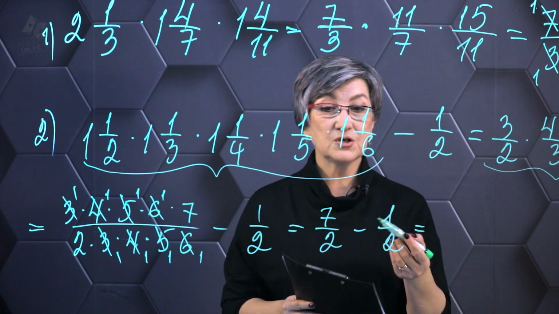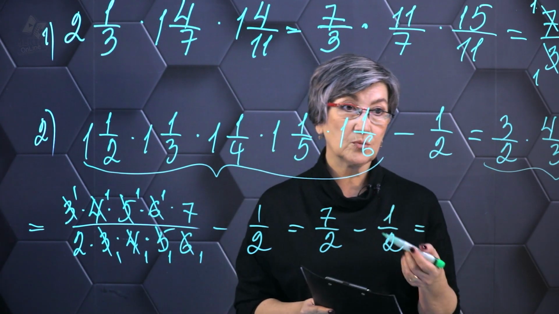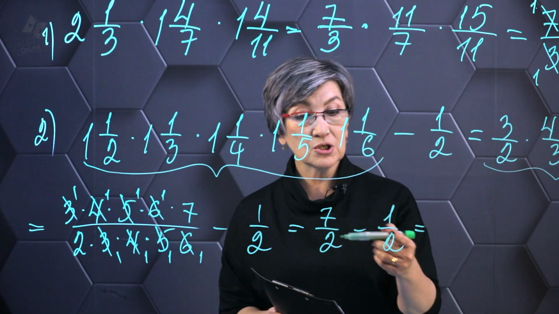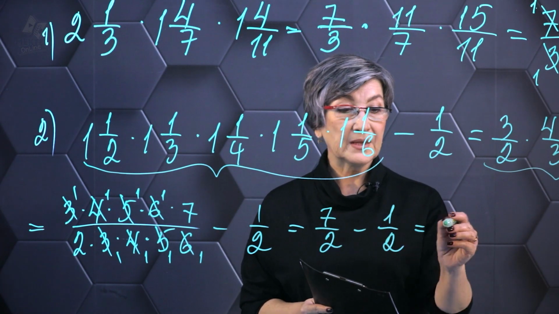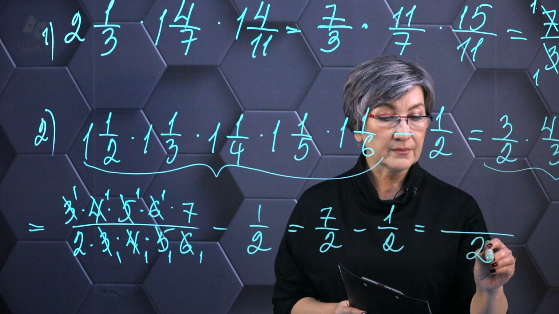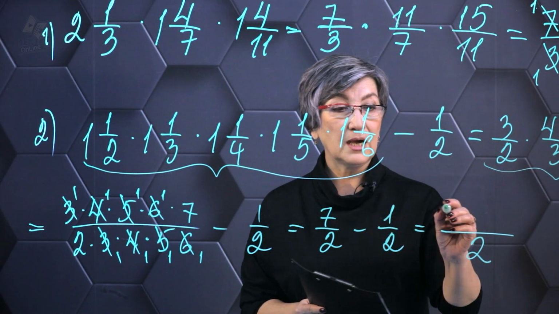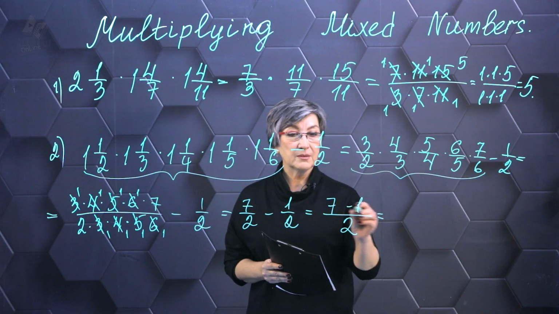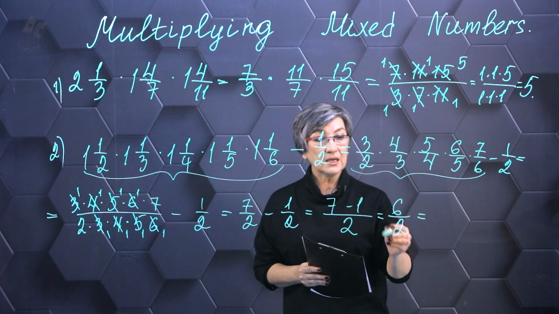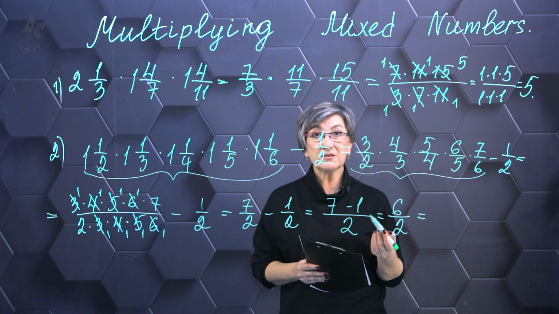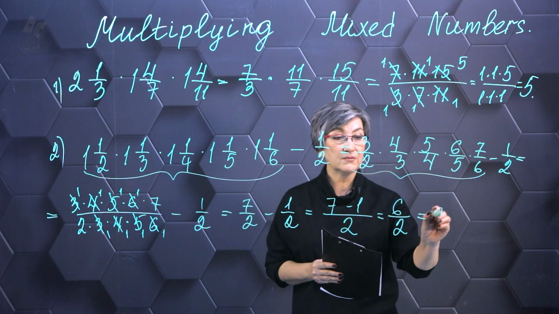Let's remember how we subtract fractional numbers. In order to subtract fractional numbers, we need the denominator to be the same. So here the denominator is 2, and here too. I'm keeping denominator 2, and then I subtract the numerators. You get 7 minus 1, that would be 6, divided by 2. This fractional number can be represented as a whole number. 6 divided by 2 is 3.